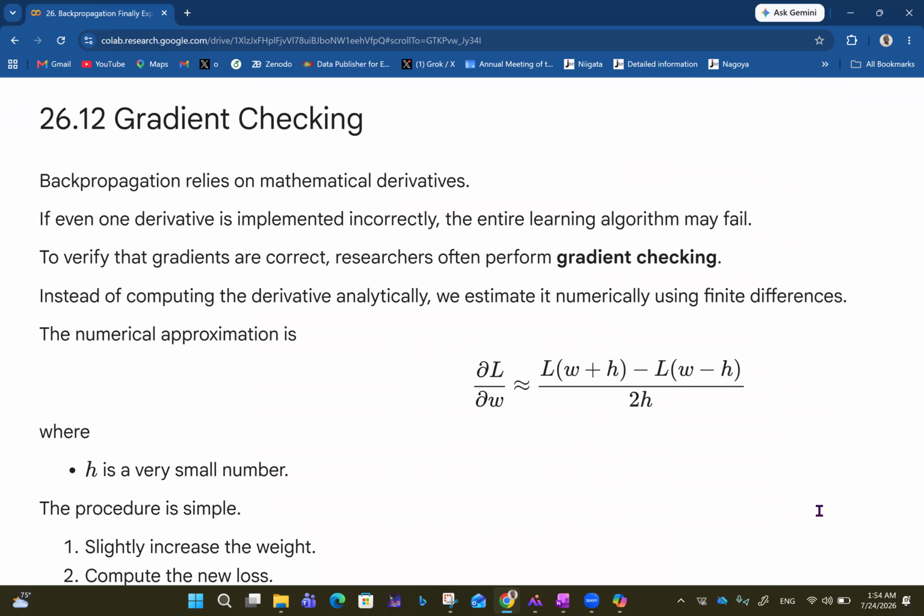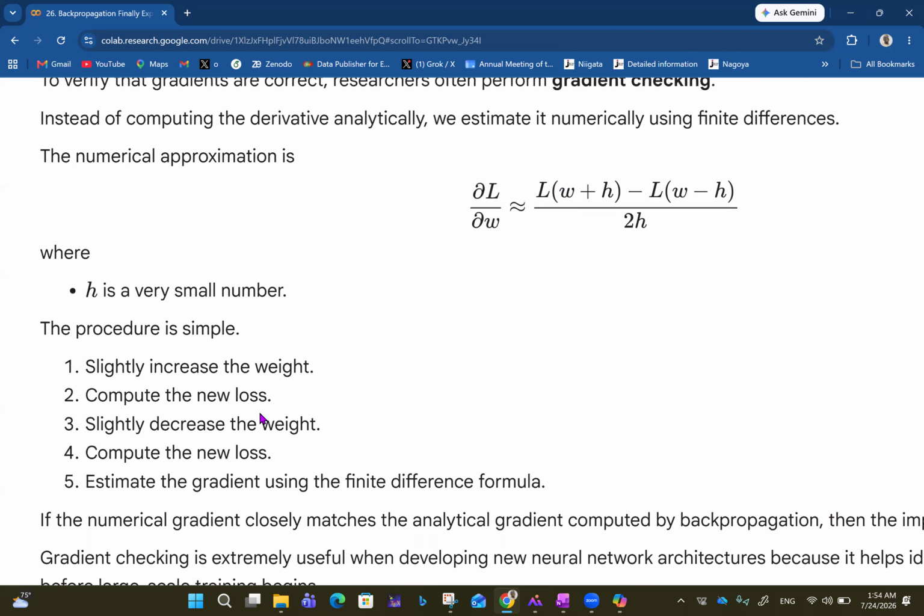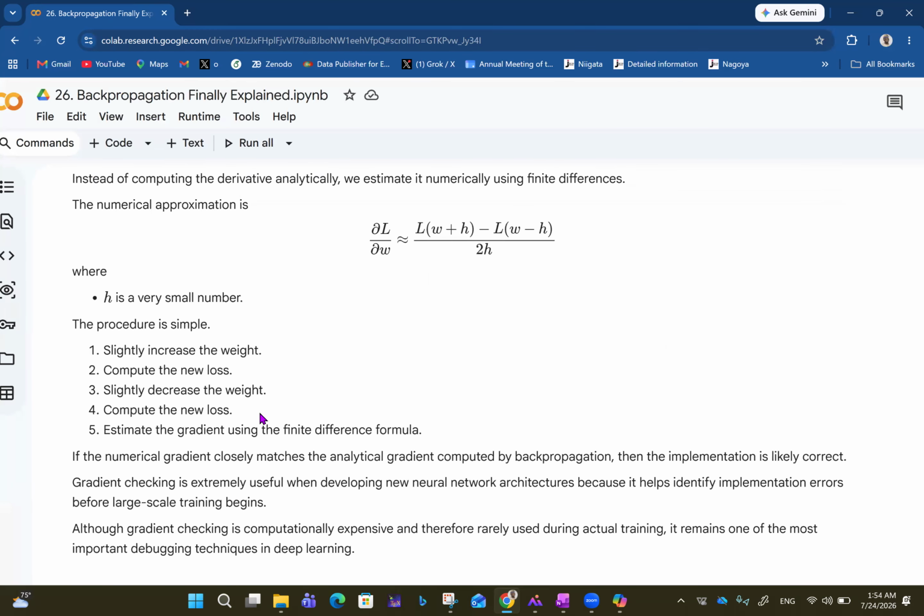Backpropagation relies on mathematical derivatives, like we've seen. If even one derivative is implemented incorrectly, the entire learning algorithm may fail. So to verify that gradients are correct, researchers often perform gradient checking. Instead of computing the derivative analytically, we estimate it numerically using finite differences. The numerical approximation is dL/dW, which is approximately (L(W plus H) minus L(W minus H)) all over 2H. Under numerical analysis, I've done this kind of thing a lot. Here H is a very small number, a little increment.